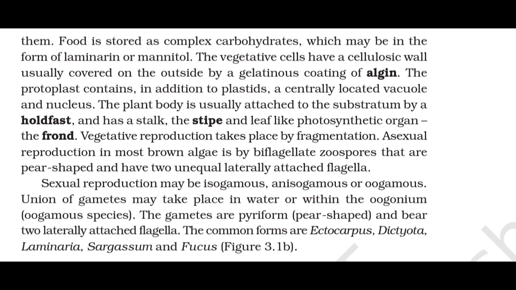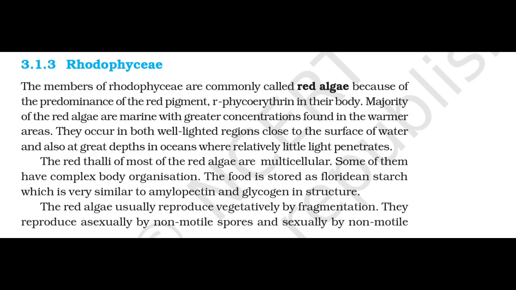Vegetative reproduction takes place by fragmentation. Asexual reproduction in most brown algae is by biflagellate zoospores that are pear-shaped and have two unequal laterally attached flagella. Sexual reproduction may be isogamous, anisogamous, or oogamous. Union of gametes may take place in water or within the oogonium. The gamete is pyriform and bears two laterally attached flagella. The common forms are Ectocarpus, Dictyota, Laminaria, Sargassum, and Fucus.